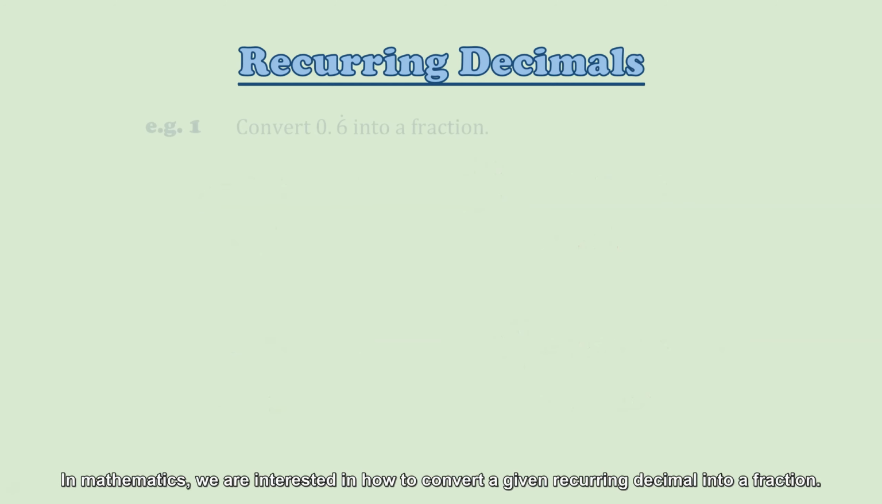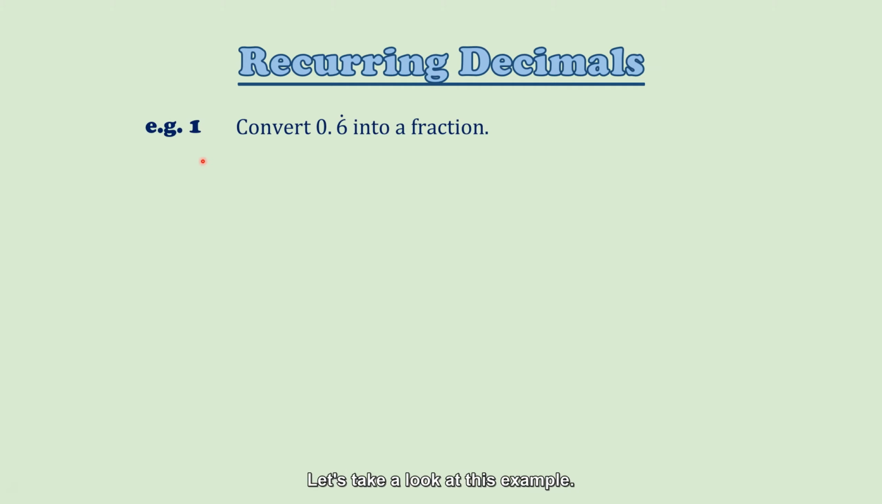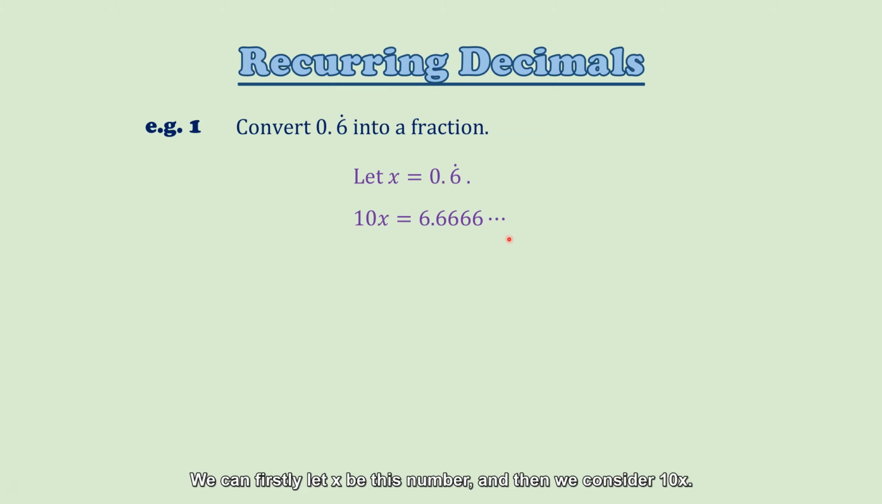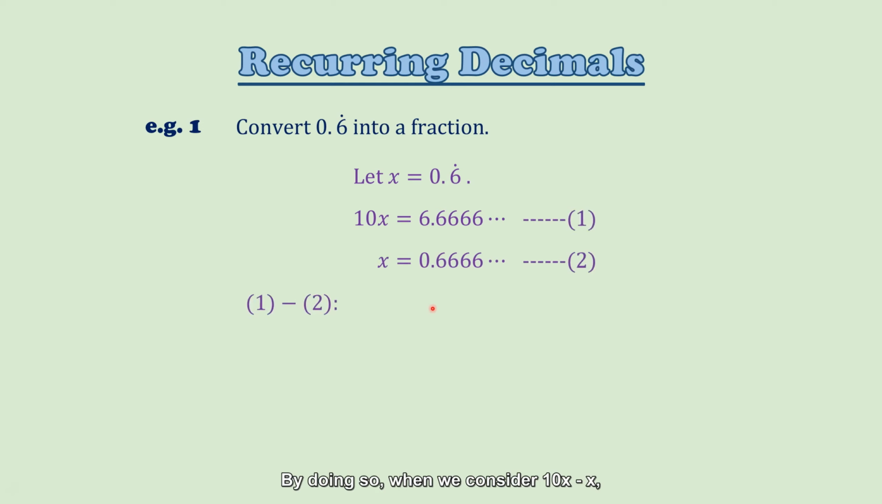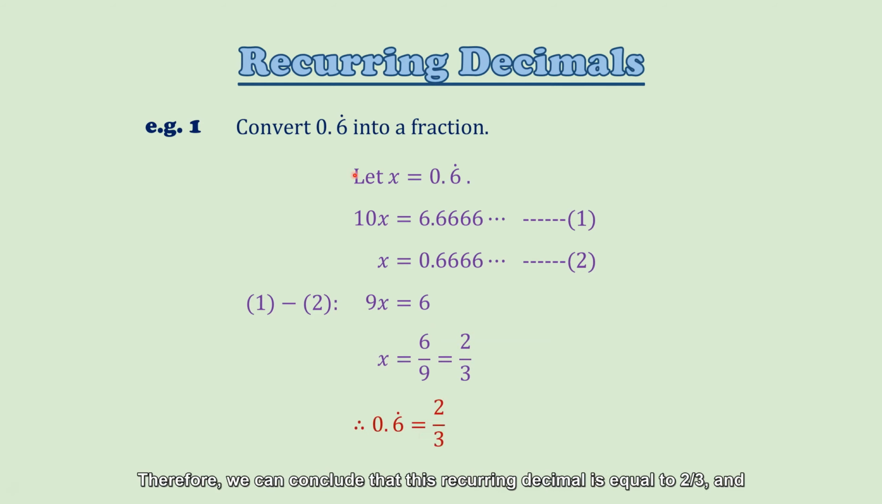In mathematics, we are interested in how to convert a given recurring decimal into a fraction. Let's take a look at this example. Suppose we want to convert the recurring decimal 0.666 into a fraction. We can firstly let x be this number, and then we consider 10x. By doing so, when we consider 10x minus x, then we can see that all of these decimal places are eliminated. As a result, we can get that x is equal to 6/9, and this fraction can be simplified as 2/3. Therefore, we can conclude that this recurring decimal is equal to 2/3, and that's how we can convert a recurring decimal into a fraction.